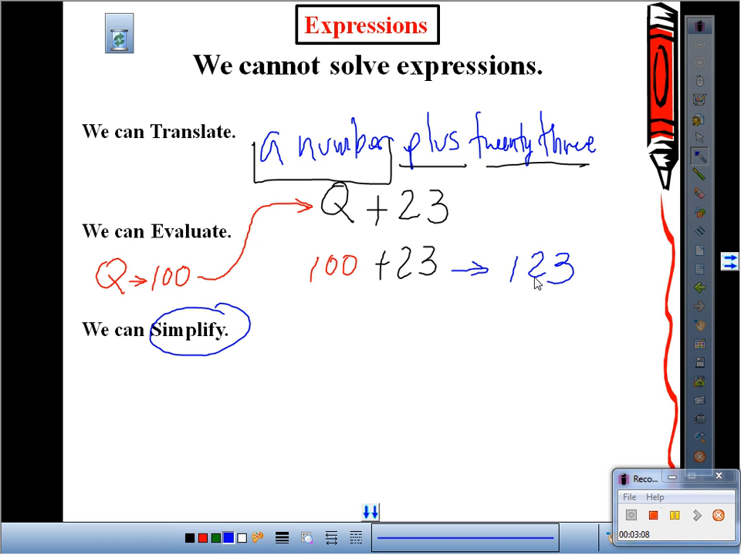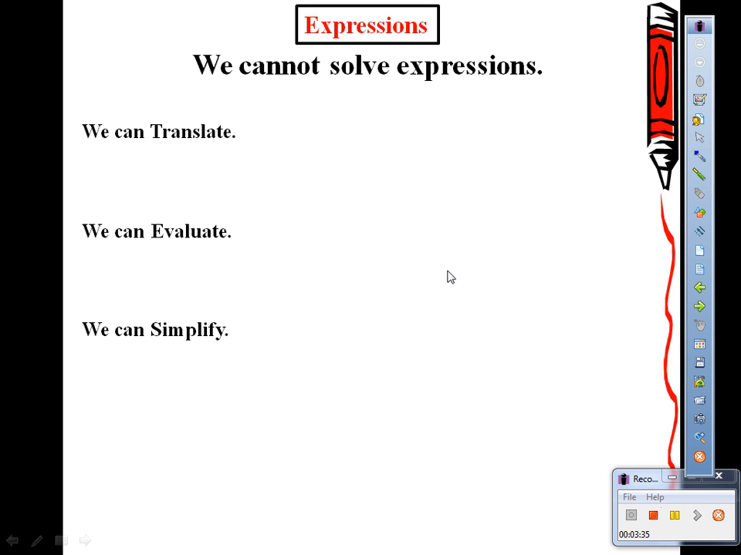So what did we just do? We did three things. We translated, evaluated, and simplified. Now, is that the only way that we simplify? No, I'm going to give you these long expressions where you're going to have to crunch stuff to make it smaller. Did we solve anything? No, we made it smaller. Are we clear on that? All right? So, those are expressions.